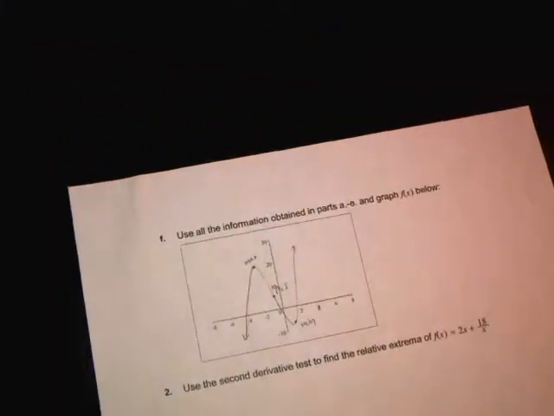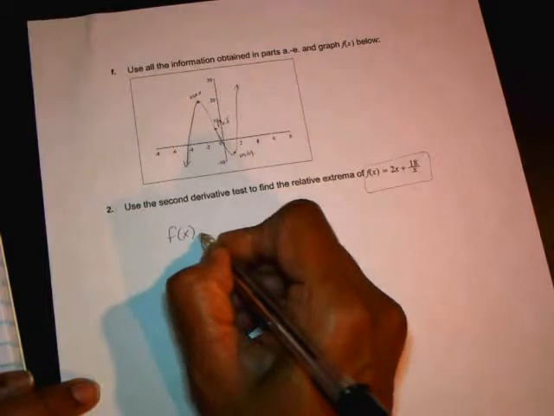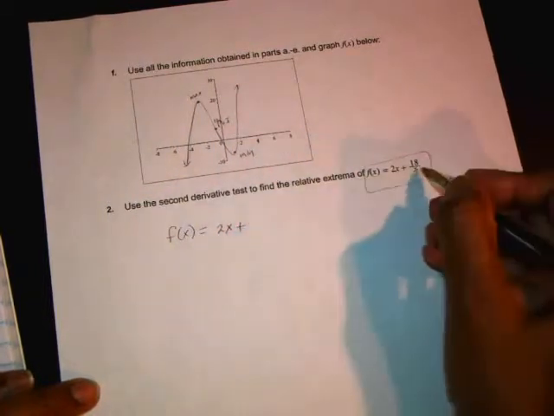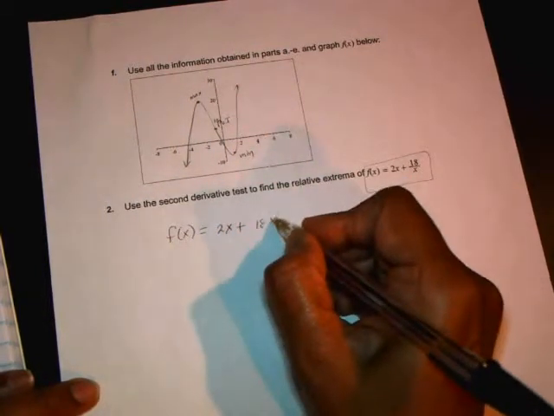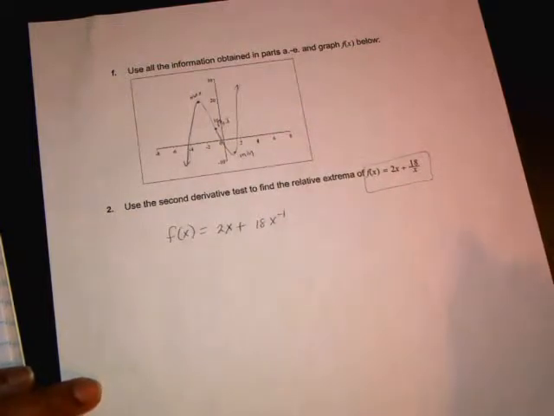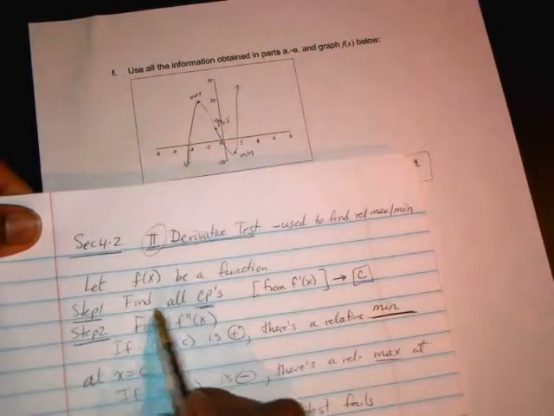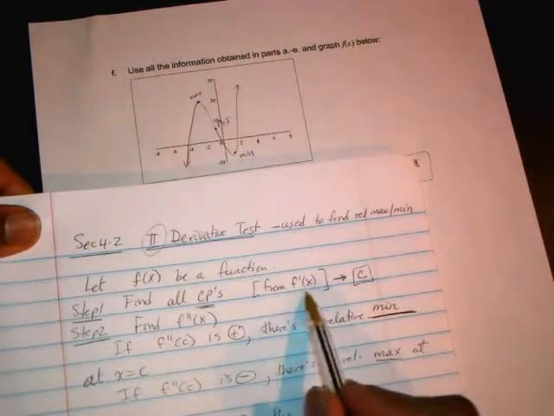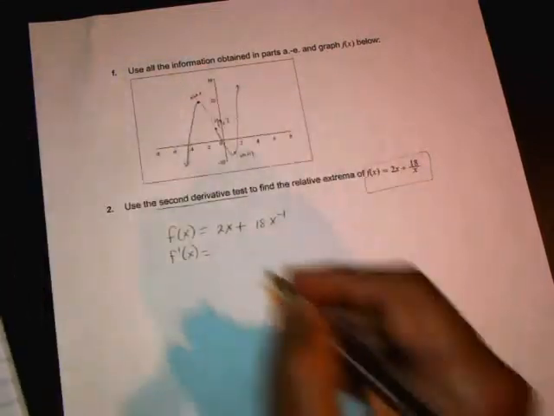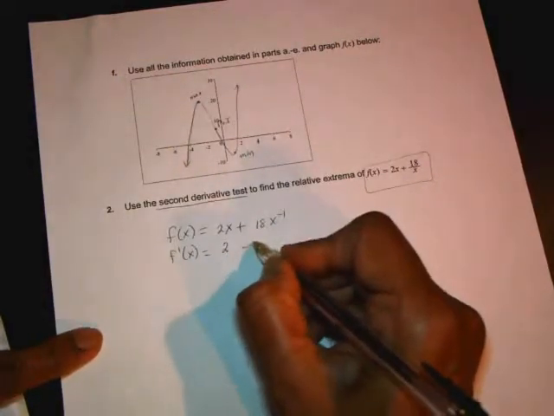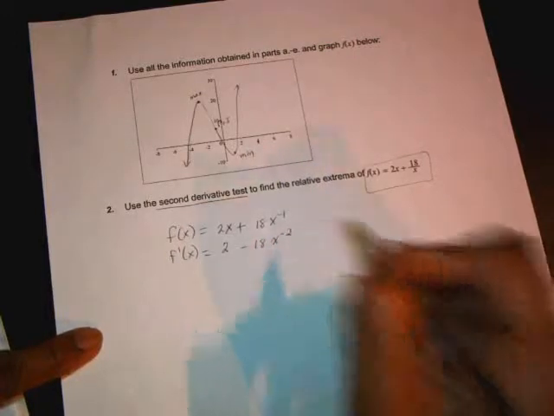Let's go back and do this example where we use a second derivative test to find the relative extrema for this function. So I'm going to first write this function differently. It's 2x plus, instead of 18 over x, I'm going to bring that up as 18x to the negative 1. So the second derivative test, the first step is to find all critical points from f prime, the first derivative. So then the minus comes down, minus 18, x to the negative 2.